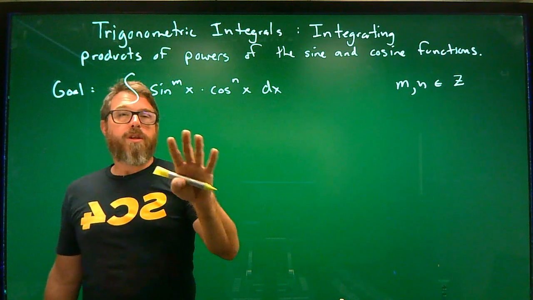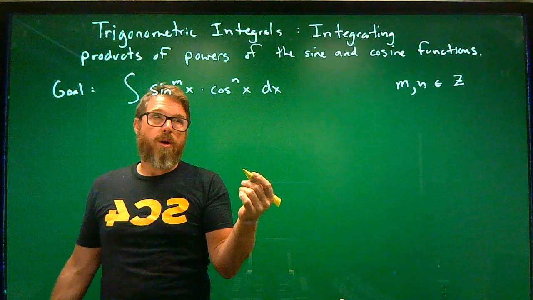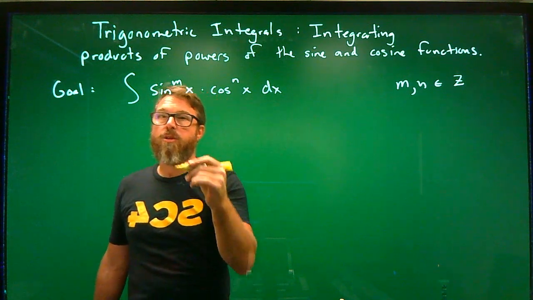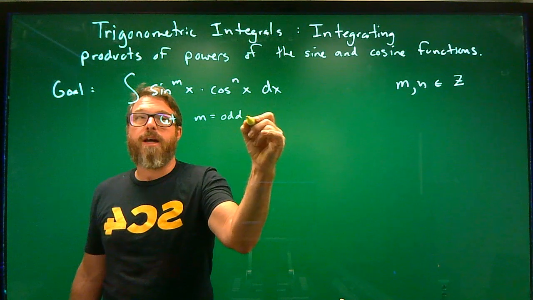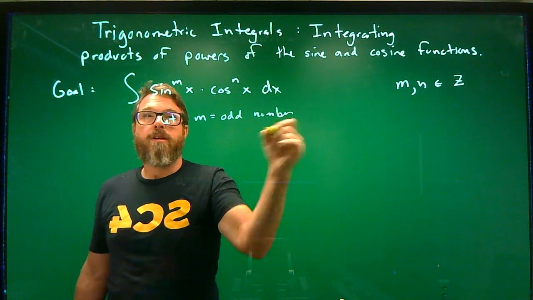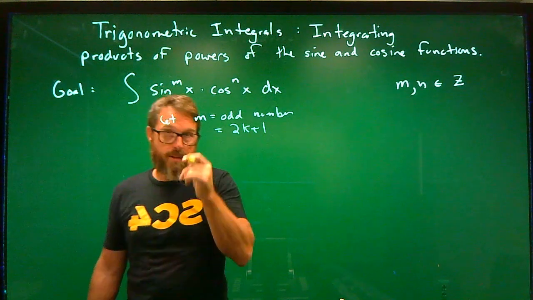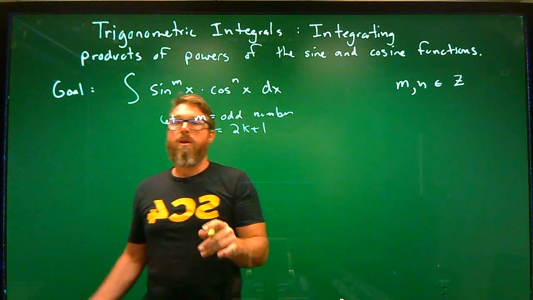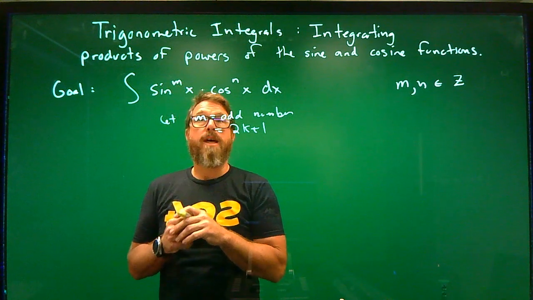So in order to do this, we're going to assume that one of these powers is odd. So let's let m be an odd number, which means that this can be written as 2k plus 1, so an even number plus 1. What I want to do is essentially work with that sine function.